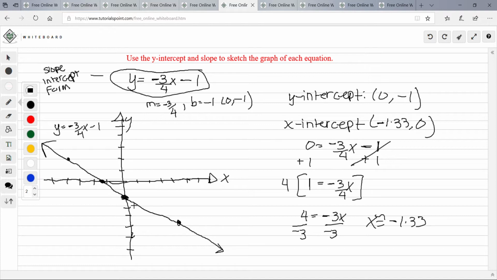Once you've got those 2 points, connect the dots, and then make the line, and then you're ready to go. That's how you graph a linear equation. Yeah, so to find the x-intercept, you plug in 0 for y, and then for the y-intercept, you plug in 0 for x, but we already know the y-intercept because it was already in slope-intercept form.